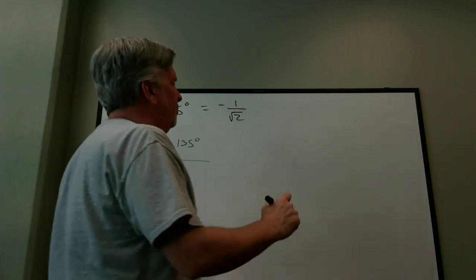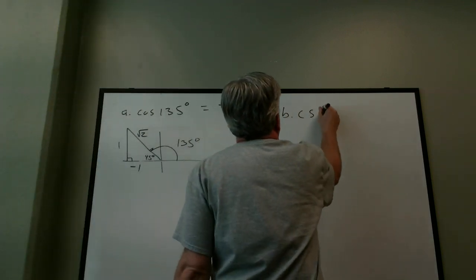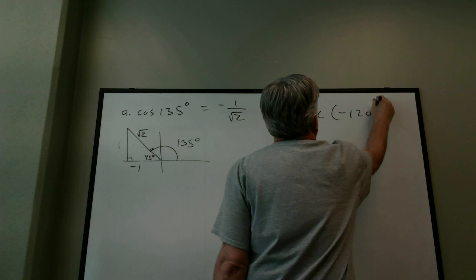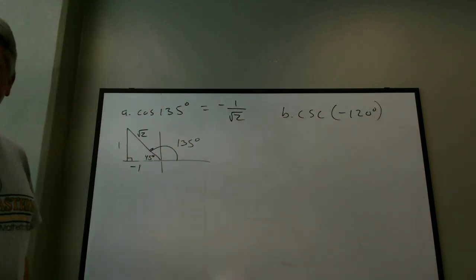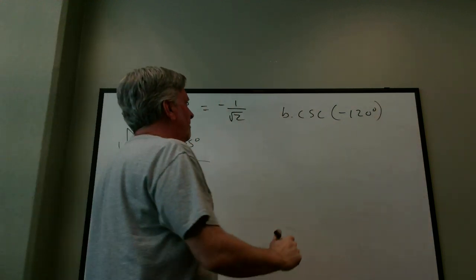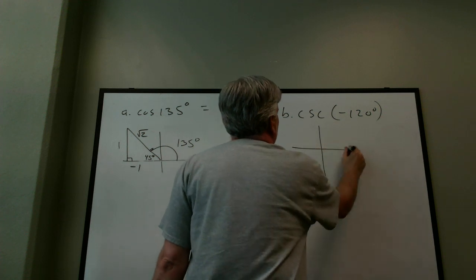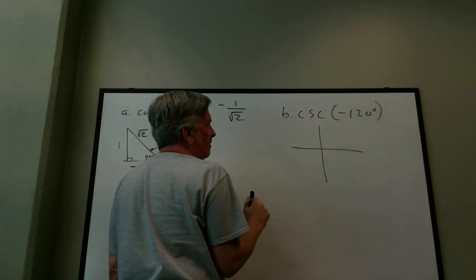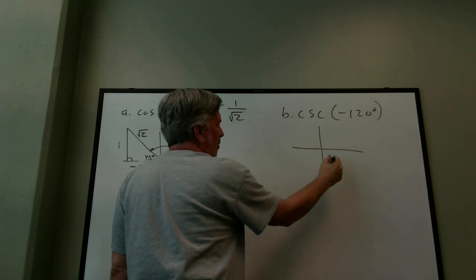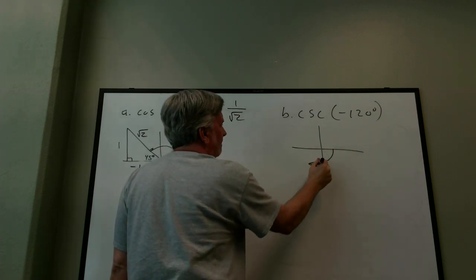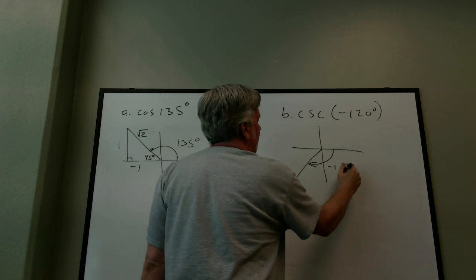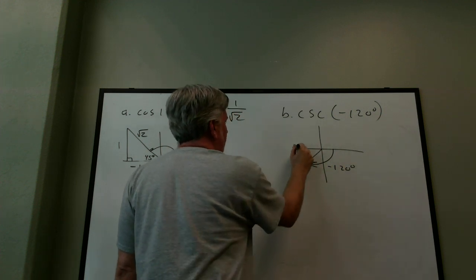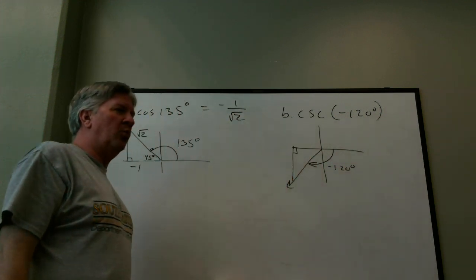B says cosecant of negative 120 degrees. Okay, so negative 120. Where's that going to be? Well, we're going downward. It's a negative angle. So it's between the 90 and the 180. So there's negative 120 degrees. There's my triangle picture. Okay, what's the next step?